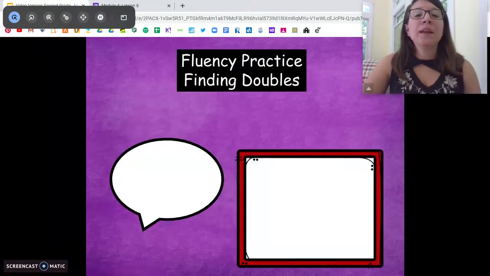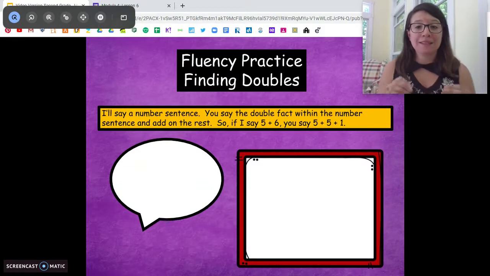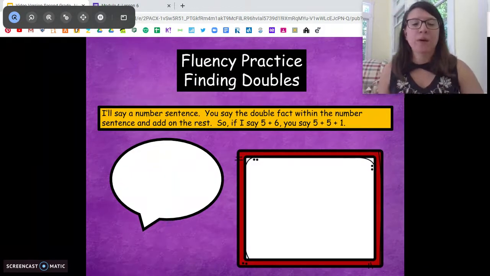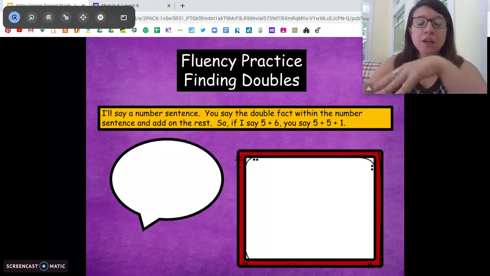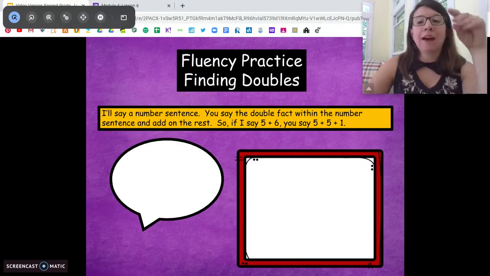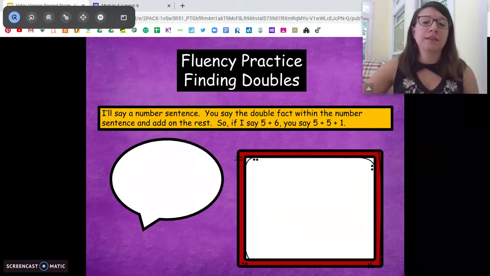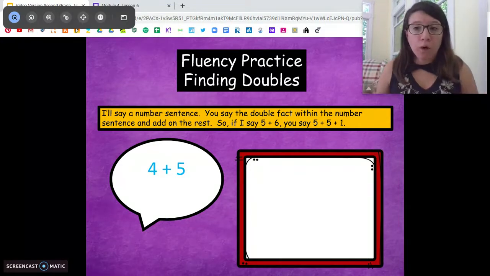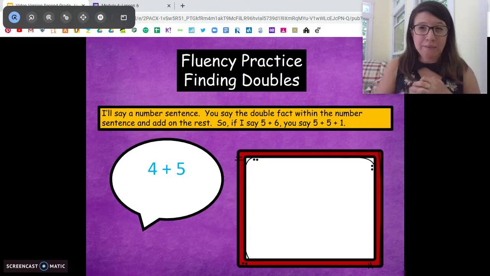All right, here we go. Today, we're going to start by reviewing our doubles plus 1 facts, okay? So, for example, if I say 5 plus 6, you're going to change that into a doubles plus 1 fact by saying 5 plus 5 plus 1, okay? So, you're just going to tell me that number sentence. So, 4 plus 5, tell me the doubles plus 1 fact. What would that be?